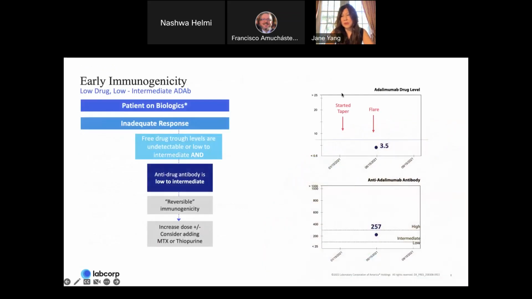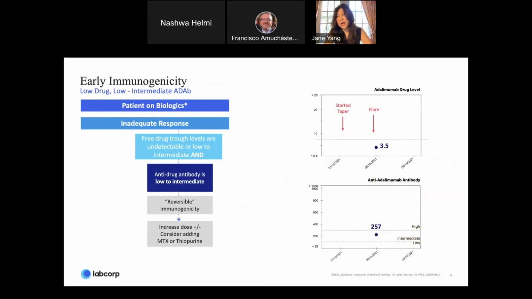Here you see in the upper graph, the drug level is 3.5. This is low, based on clinical studies in rheumatoid arthritis patients that had demonstrated that a therapeutic cutoff is at least 5, maybe even 8. At the same time, the anti-adalimumab antibodies are 257. This number alone is meaningless, but our lab provides a designation so that we know this number is an intermediate titer. Taken together, this patient has what I call early immunogenicity.